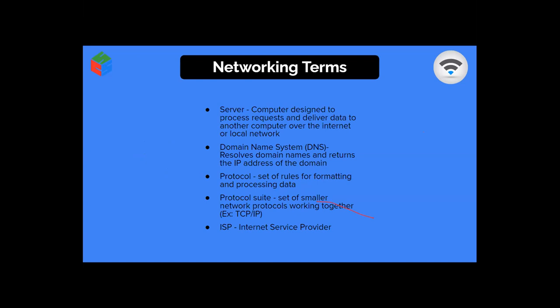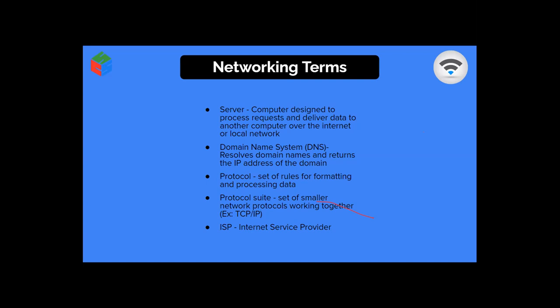Some of the networking terms you should be familiar with: a server. A server is a computer that processes your requests. So when you connect to the CUNY server, it processes your request for your CUNY First account. And DNS: when you go to google.com, how does your browser know which server to contact? That is via the domain name system, or DNS. It takes the domain name and resolves it into an IP address. And then at that point, your computer knows which other computer or server to contact.